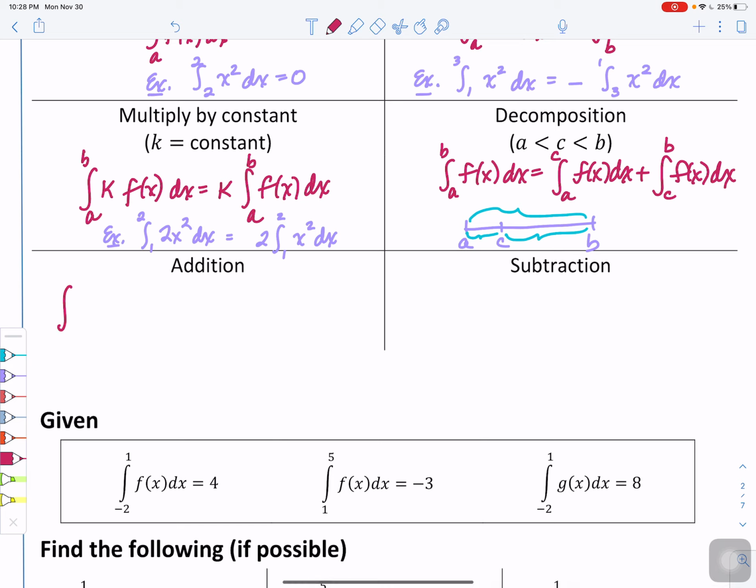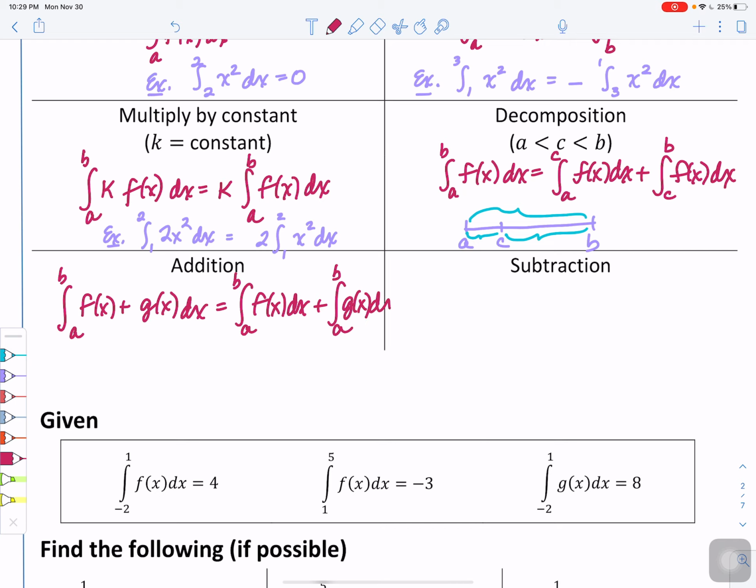Okay, let's look at our addition rule, and you'll really like this. The integral of a sum is equal to the sum of the integrals. Kind of cool. So you can break up your sums very, very easily.